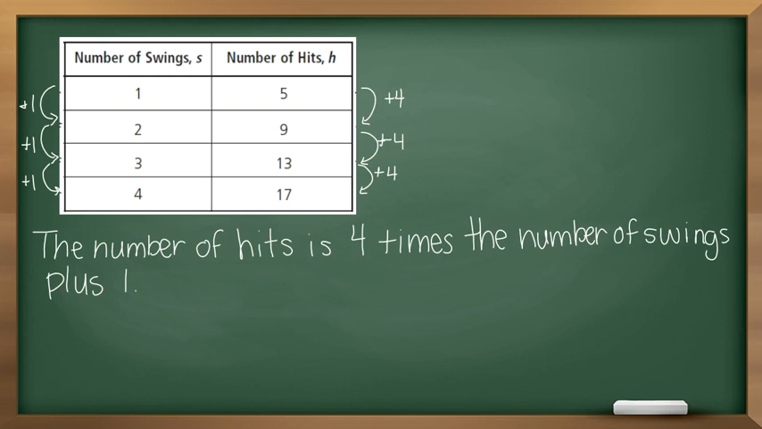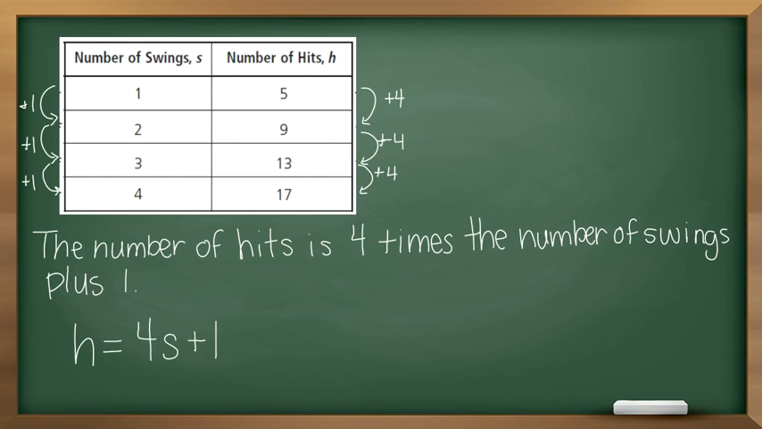So we've got number of hits is, so that'd be H equals, then 4 times the number of swings plus 1. Well, 4 times the number of swings is represented by S, and remember, when we're multiplying a variable by a number, we put the number and the variable right beside each other. So 4 times the number of swings would be 4S, and then plus 1, we're just going to write plus 1. So that's the equation we're going to use to represent the situation. We said that H is equal to 4S plus 1.